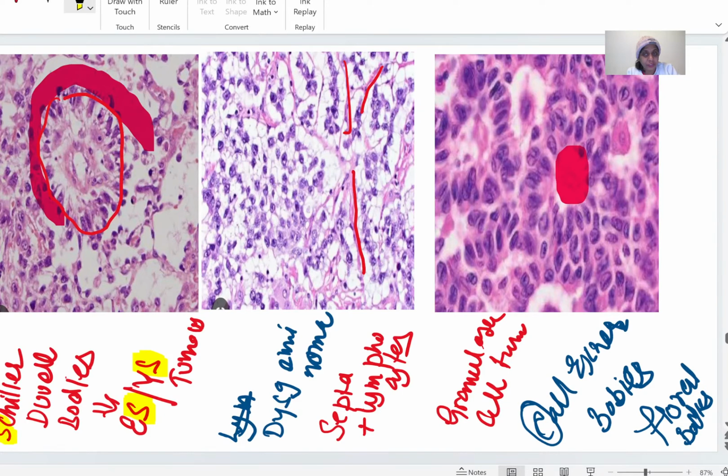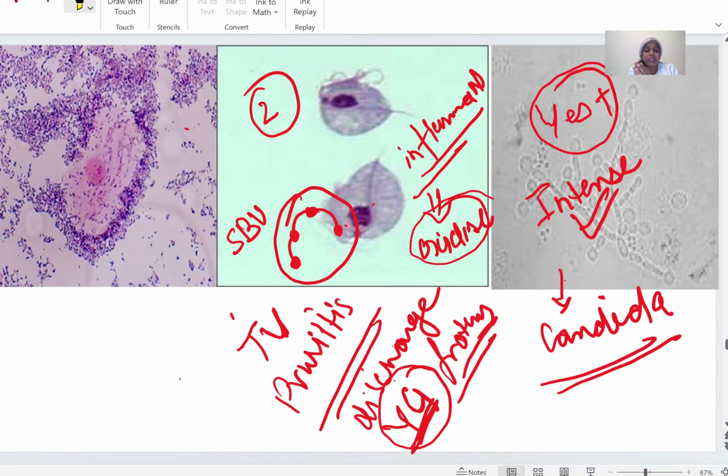The first one is the clue cells, okay, which are found in Gardnerella vaginalis. Second one is the Trichomonas vaginalis picture seen on the vaginal smear. The third one is Candida.